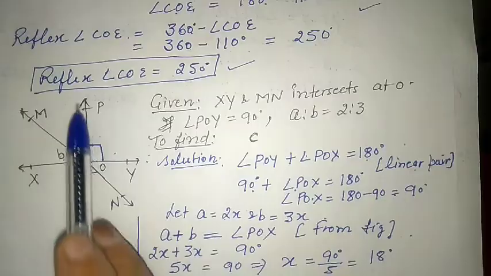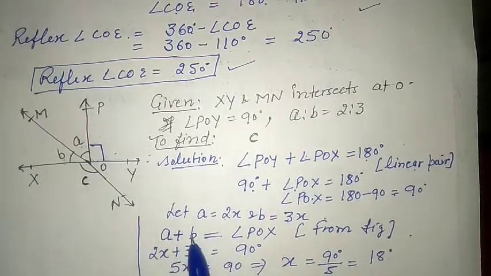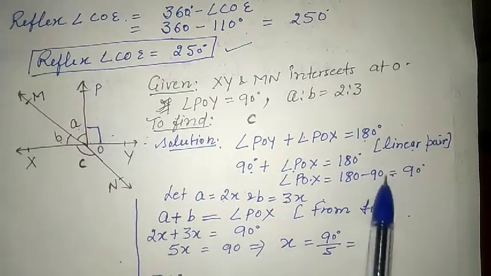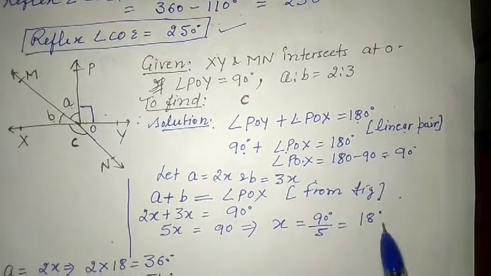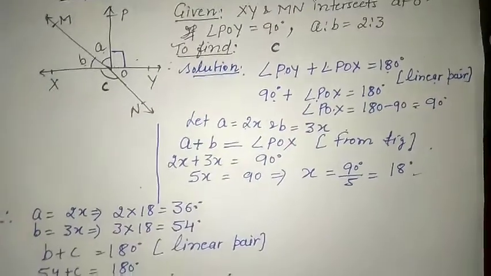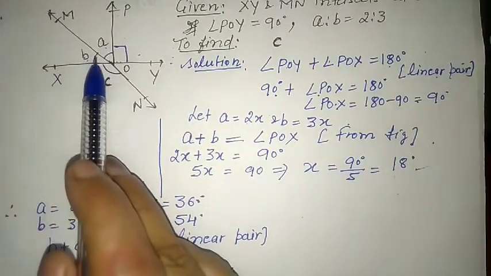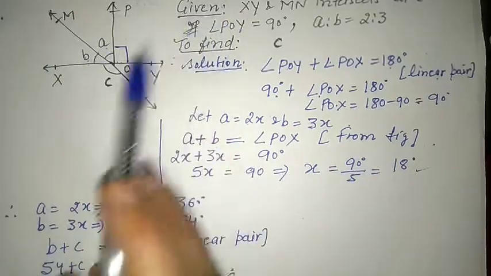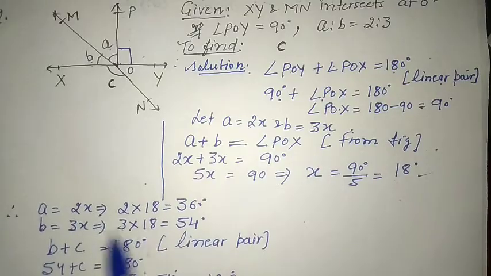Second, we take the relation of POX from the figure. POX is equal to a plus b. A is 2x, b is 3x, and POX is 90 degrees. So 5x is equal to 90, and dividing, we get x equal to 18 degrees. There is no need to find the value of a, because we have to find c, and we are going to use the relation b plus c equals 180, again a linear pair. B is equal to 3x, so 3 multiplied by 18 is 54.